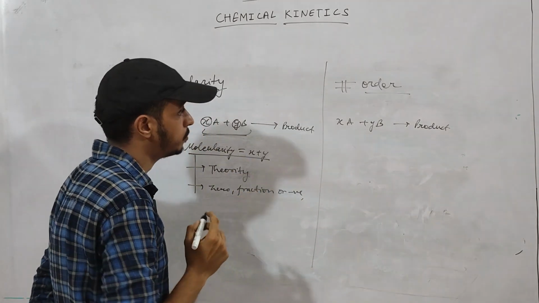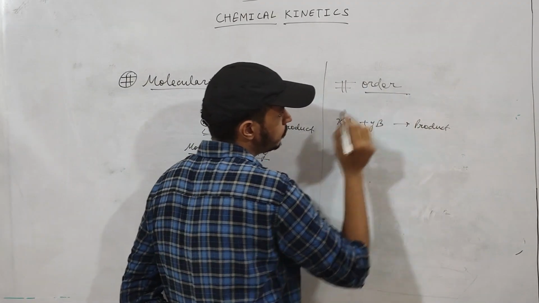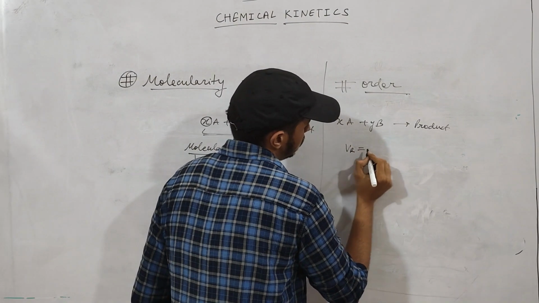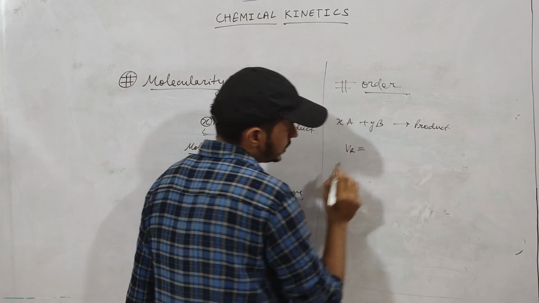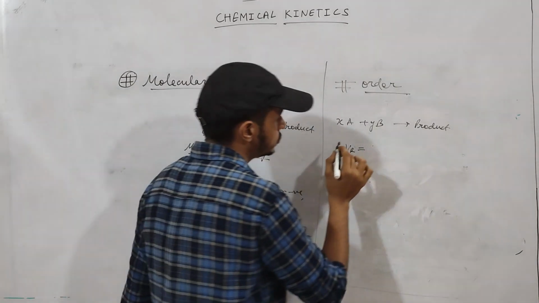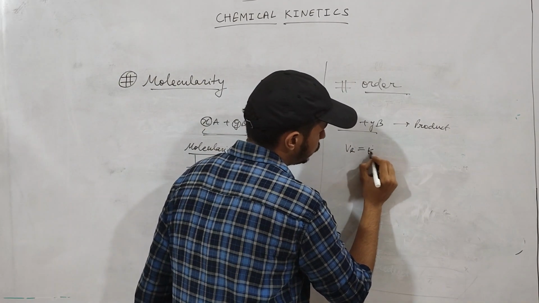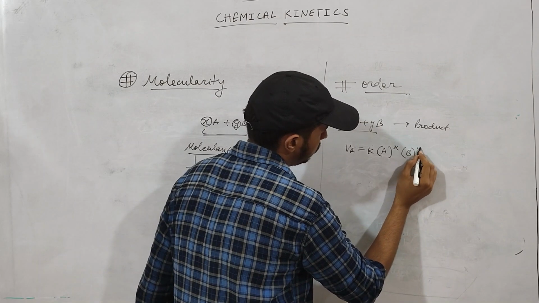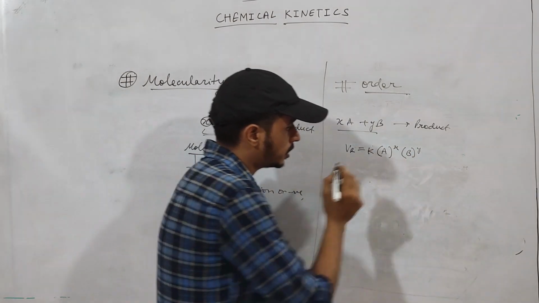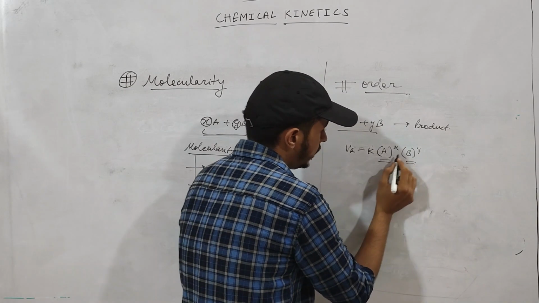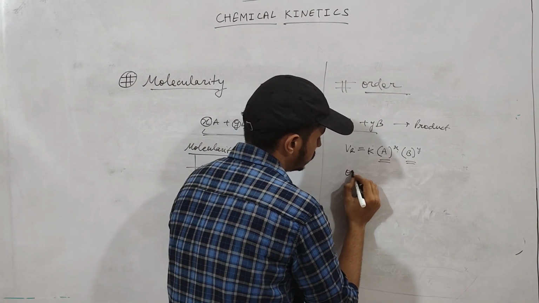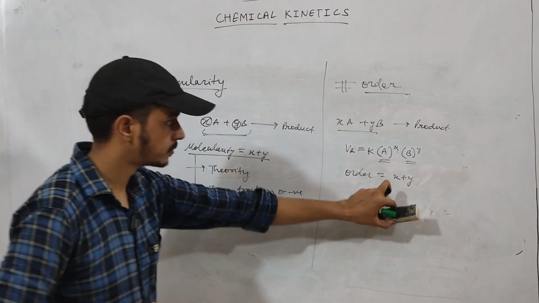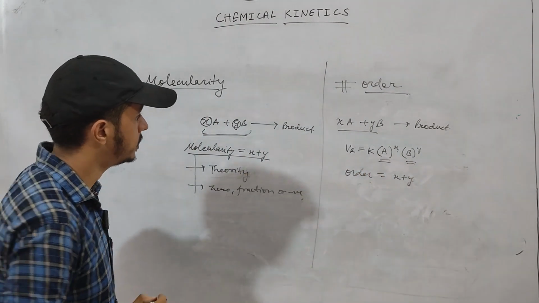The definition of order is that it is the sum of powers raised to the concentration of reactants in the rate law. Only reactants are considered, so in the rate constant form, x will come here and y will come. We will add both and we will get the order. So the order for this reaction is x plus y.